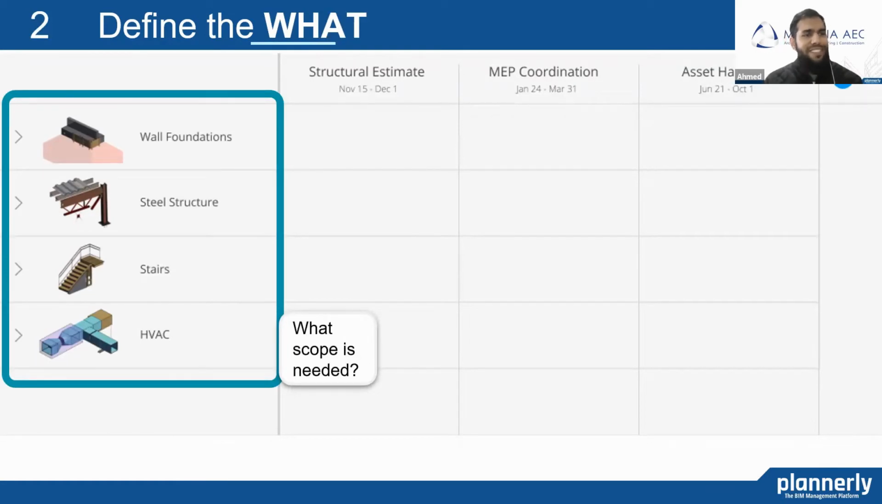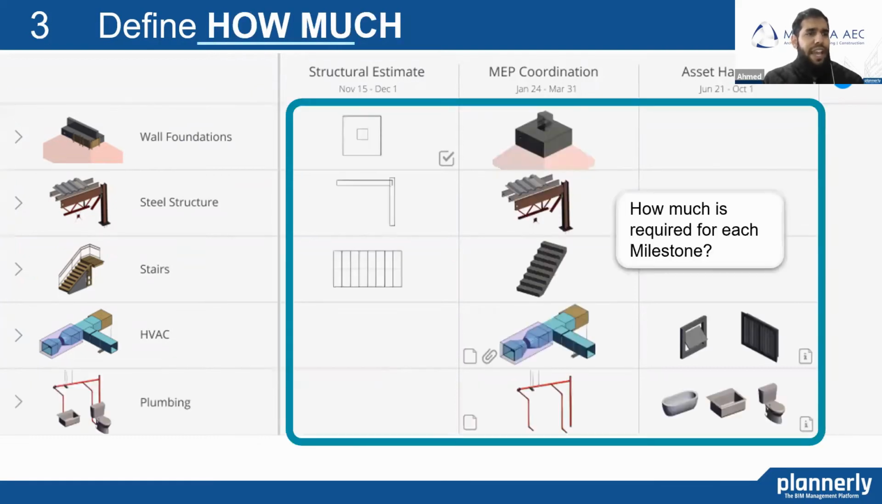What scope is required to do the structural estimate? Is it wall foundations? Is it structural steel? How much depth do we get into with regards to these specific elements? Do we need reinforcement? And that leads us to the how much, the level of geometry, the levels of information. Here, we can see for structural estimation, we might just need a set of model lines or some basic components. But once we get into MEP coordination, we might need a more detailed bit of information, so 3D geometry, etc.